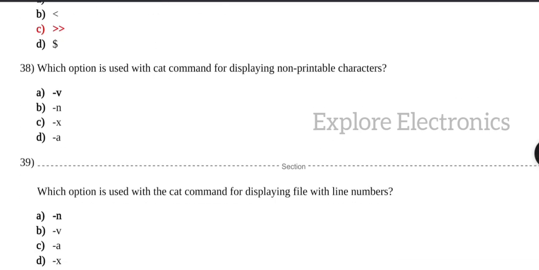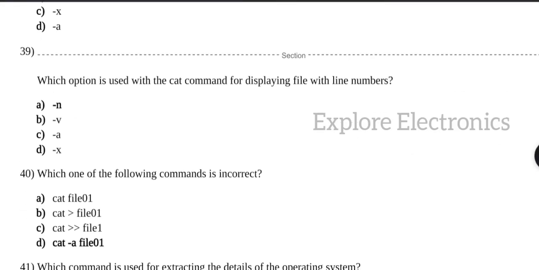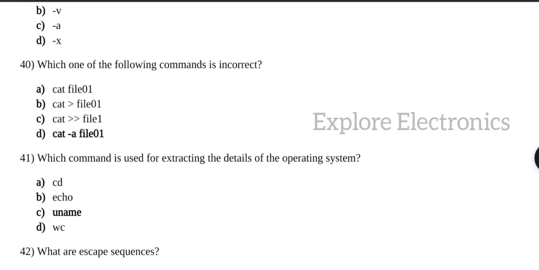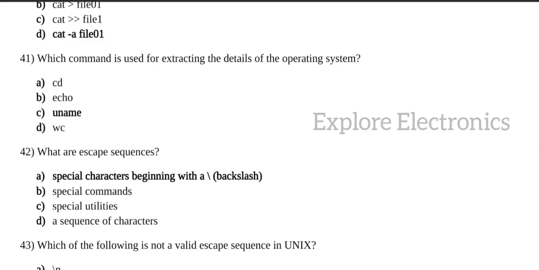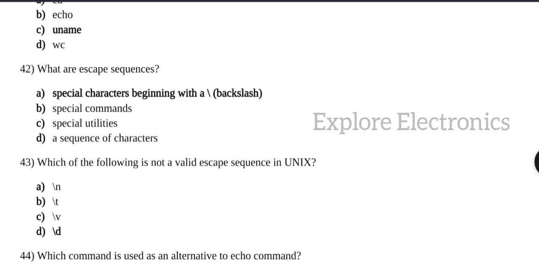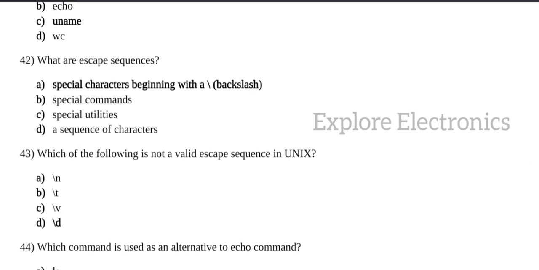Which option is used with the cat command for displaying non-printable characters? That is minus v. Which option is used with the cat command for displaying a file with line numbers? Minus n. Which one of the following commands is incorrect? The option D is incorrect. Which command is used for extracting the details of the operating system? uname.